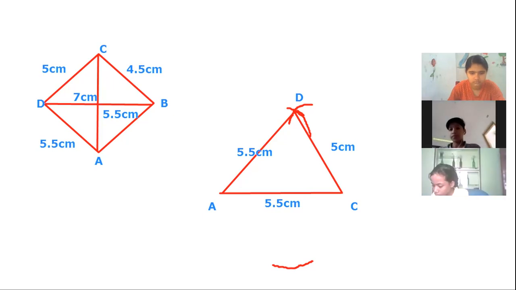All of you. Yes, Miss. Okay, after choosing 4.5 centimeter in your compass, you have to place your compass on C, and after that you have to draw an arc like this.